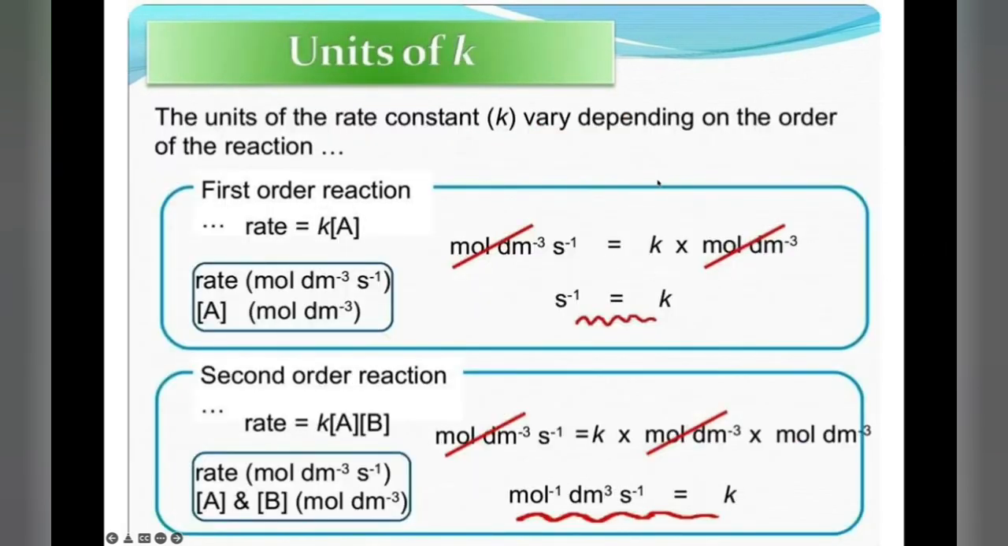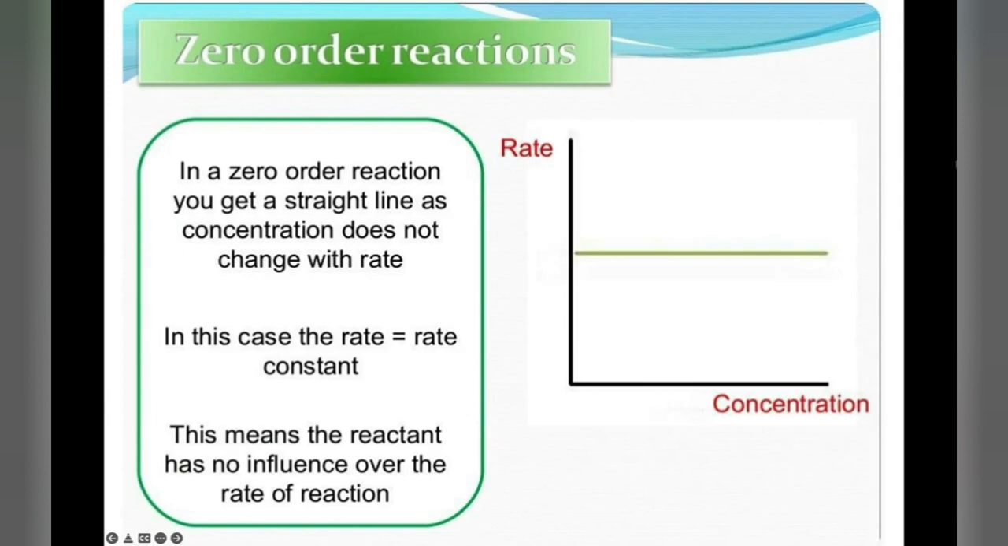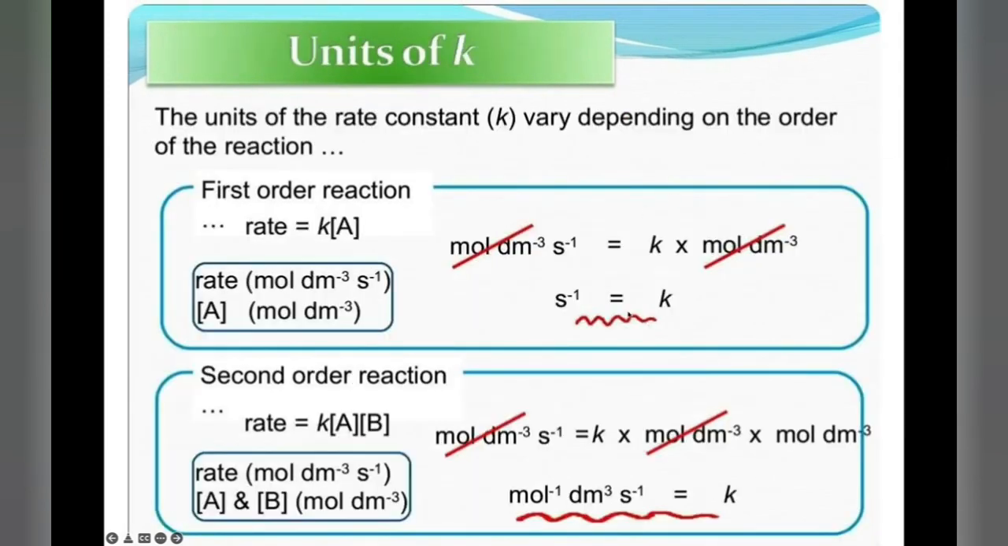Next, what are the units of K? Units of the rate constant vary depending on the order of the reaction. So here I will be mentioning a few examples of how to calculate the rate constant. For the first order reaction, rate is K into concentration of A. Rate is expressed as mol dm raised to minus 3, s raised to minus 1, whereas the concentration of A is expressed as mol dm raised to minus 3. When you equate both, mol dm raised to minus 3 s raised to minus 1 is equal to K, the rate constant, into A, mol dm raised to minus 3. Cancel out these two, you get K is equal to s raised to minus 1. So for a first order reaction, K is s raised to minus 1.